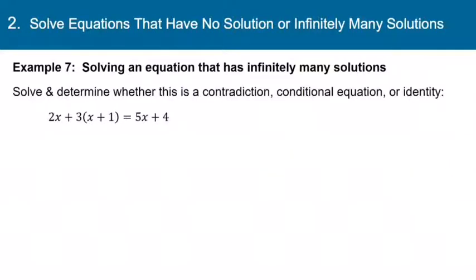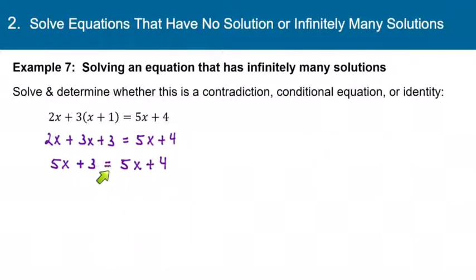Now let's look at example 7. Here we have 2x plus 3 times x plus 1, and that equals 5x plus 4. Let's start by distributing the 3. That will give us 2x plus 3x plus 3, and that equals 5x plus 4. On the left side, 2x plus 3x is 5x. So over here we get 5x plus 3, and on the right side we still have 5x plus 4.